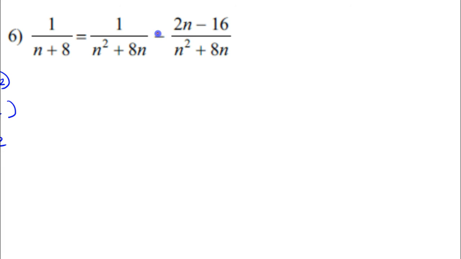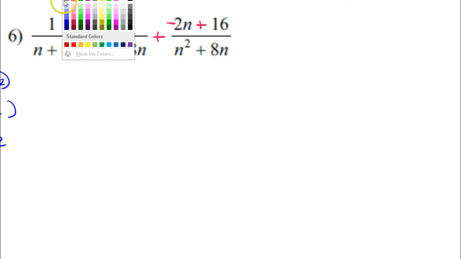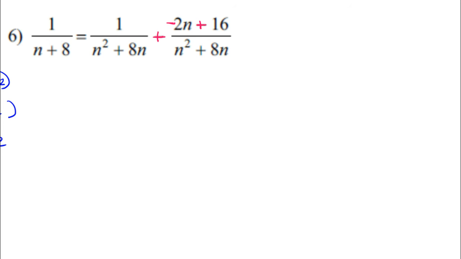So I will do that by changing this to a plus and then distributing the minus sign. So I will make this a minus 2n, and I will make this into a plus 16. Alright, so now I've dealt with the minus sign. Now I can proceed with the problem just like any other addition problem.